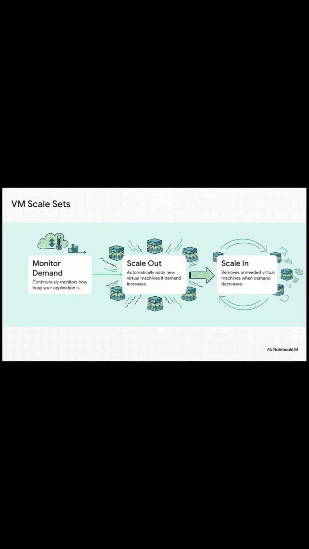And this is where virtual machine scale sets come in to save the day. It's an incredible feature that acts like a smart thermostat for your app's capacity. So first, it's constantly watching the demand. It sees how busy your VMs are. If traffic suddenly spikes, boom, it automatically adds new identical VMs to help share the load. And here's the other crucial part. When things quiet down later, it automatically removes those extra VMs so you're not paying for power you don't need. It is elasticity built right in.